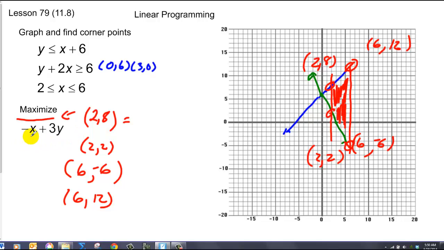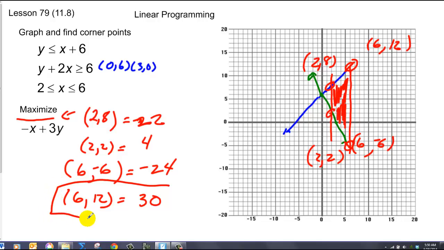Plugging in (2, 8), 24 minus 2 is 22. Plugging in (2, 2), that's 4. Negative 6, or 6 and negative 6 give me negative 24. And 12 and 6 give me 30. So this last point gives me the greatest value and thus maximizes the equation. The maximum value is 30 at the point (6, 12).